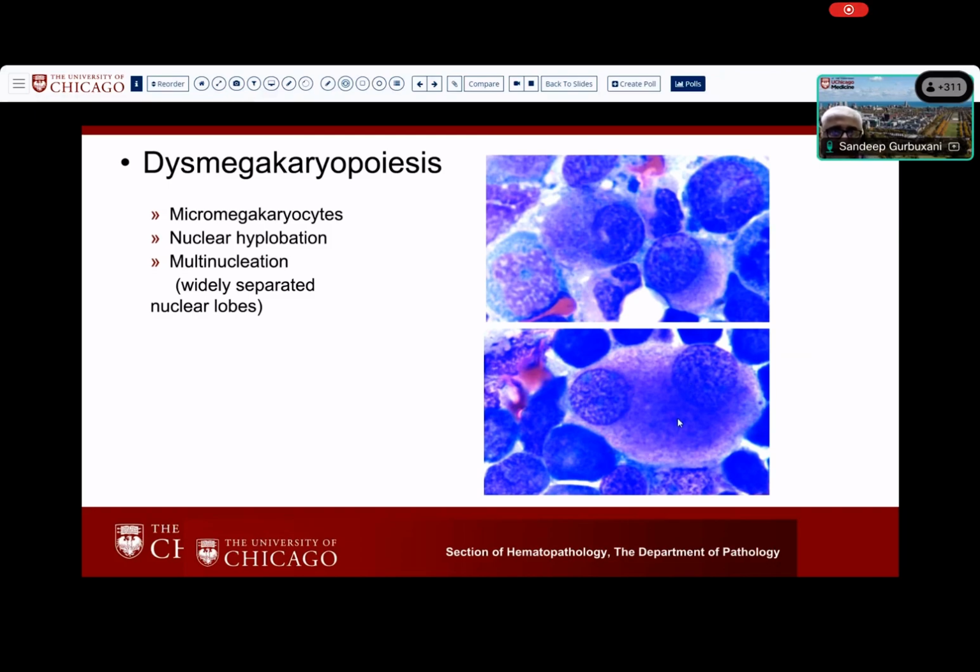These are usually smaller in size, and you have a micromegakaryocyte here, which is the size of the myelocyte that's present in the field. And again, something you see in myelodysplastic syndrome. These small megakaryocytes usually have non-lobated or hypolobated nuclei as well, and then, like somebody pointed out, the pond ball nuclei that are widely separated nuclear lobes. So all of these are suggestive of megakaryocytic dysplasia or dysmegakaryopoiesis.